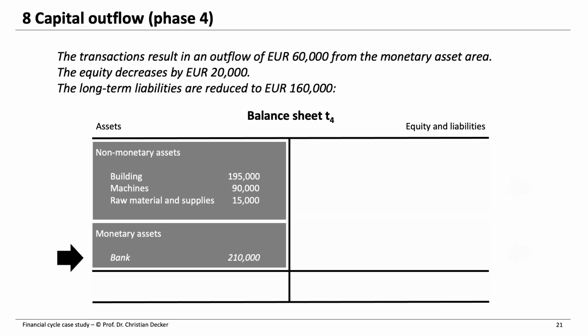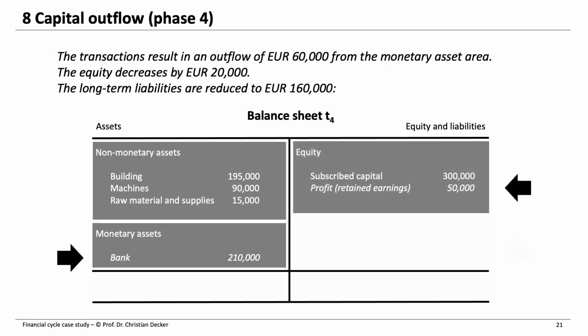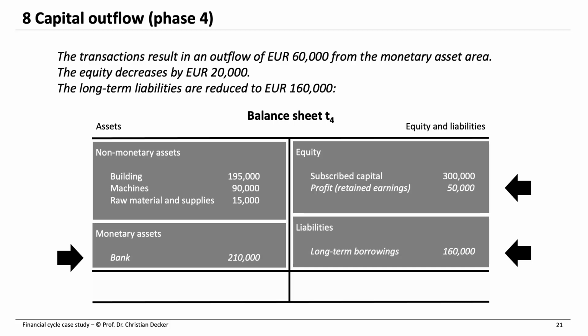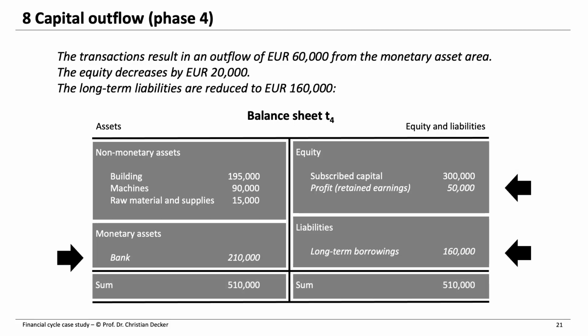On the equity and liabilities side of the balance sheet T4, the following picture emerges. The item subscribed capital still shows the same balance. The retained earnings are endowed with €50,000. The long-term borrowings have been reduced from €200,000 to €160,000 due to the repayment of €40,000. The balance sheet sum has decreased from €570,000 to €510,000 as a result of the outflow.